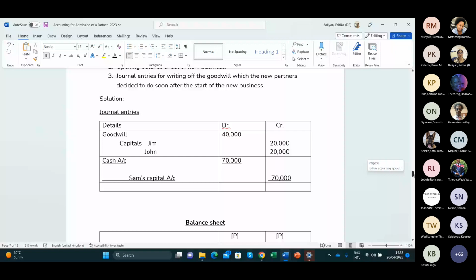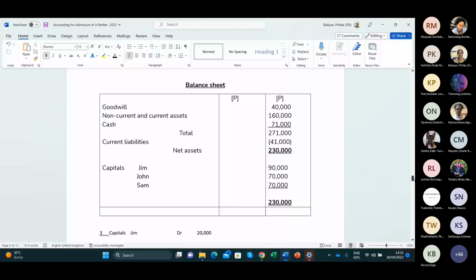Anyone else? Ma'am, kindly repeat the part where we had to find goodwill. Where we have to find goodwill? No, the goodwill is already given in the question. You see?